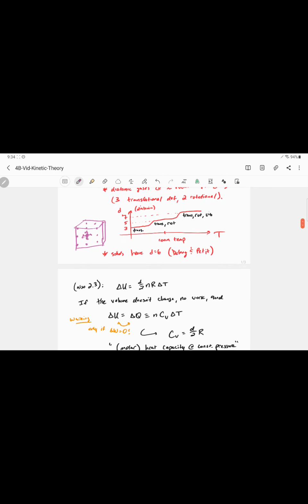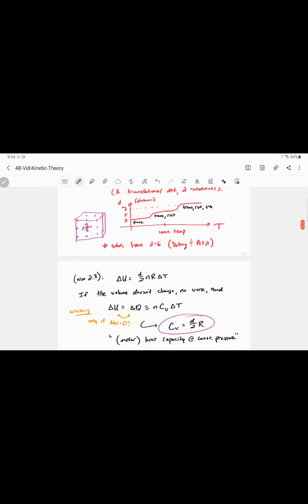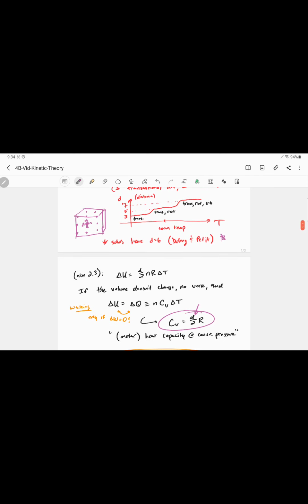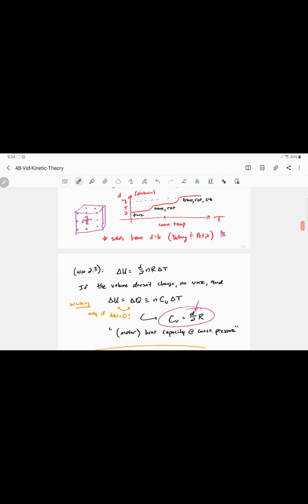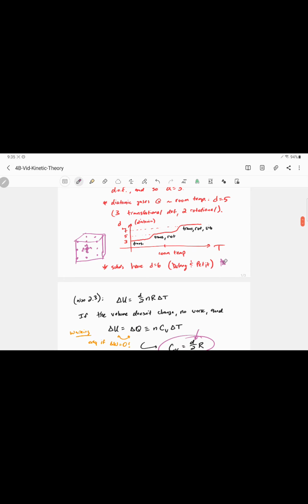And so as applied to, quickly we're going to get to this equation down here, Cv equals d over 2 R. So notice if you plug in d equals 6, you get Cv equals 3R. That's called the law of Dulong and Petit. So if you look at the molar specific heat, which is something we'll talk about in just a second, of solids, they all have the same value on a molar basis. So if you plotted the specific heat of solids per unit mass, it looks kind of random. But if you plot it per mole, you get basically the same value for everything.